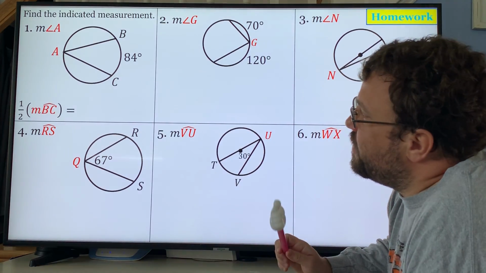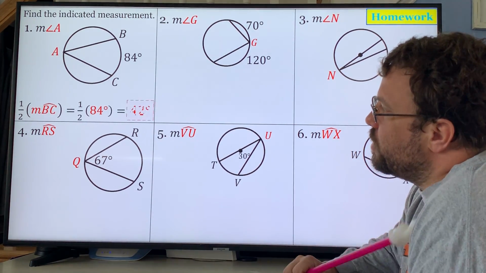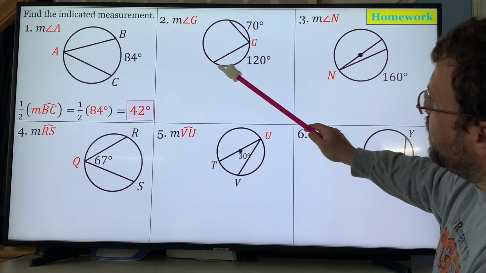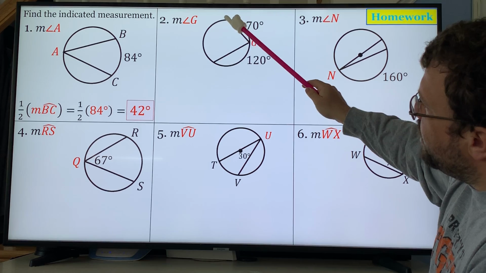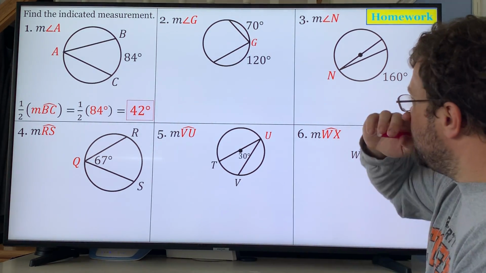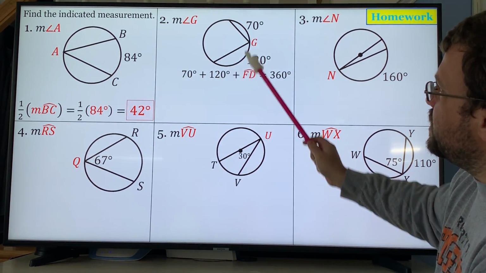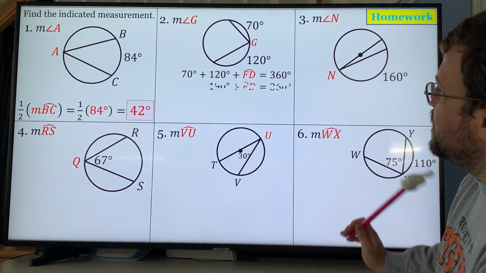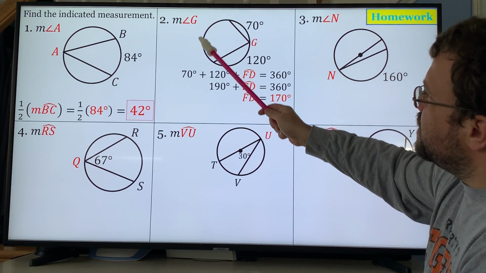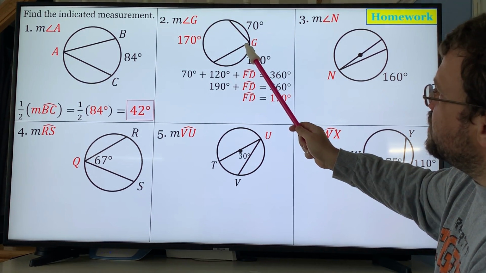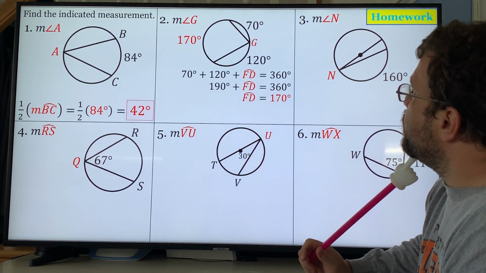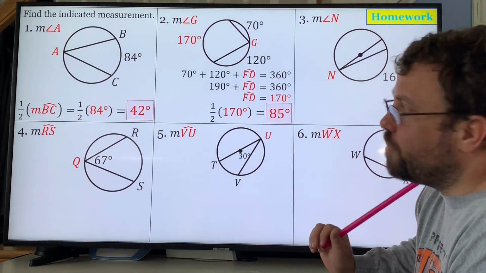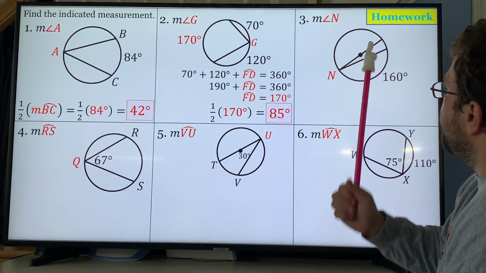Measure of angle A is half of the measure of BC, half of 84, which is indeed 42. Angle G, well, this is 120, and this is 70. We could find this because all three add up to 360, right? So 70, 120 plus, oh, this was FD. I got rid of the letters. Equals 360. That is 170. So since this is 170, angle right there, what do we do? Half of 170 is 85. All right? Awesome.